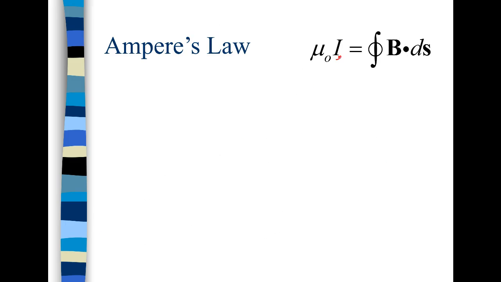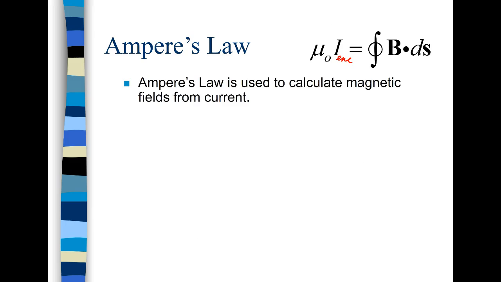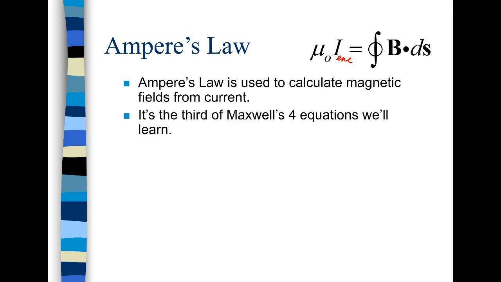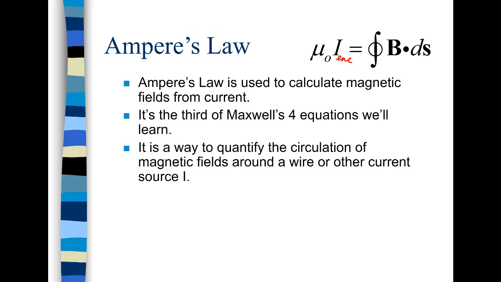So, again, this is mu naught I enclosed is the integral of B dot ds. And it's used to calculate magnetic fields if we know the current, and most of the time we do. It's the third of Maxwell's equations, and it's a way to quantify circulation. Because of this line integral, which is going around a current, that tells us that the magnetic field is going to be circulating around.